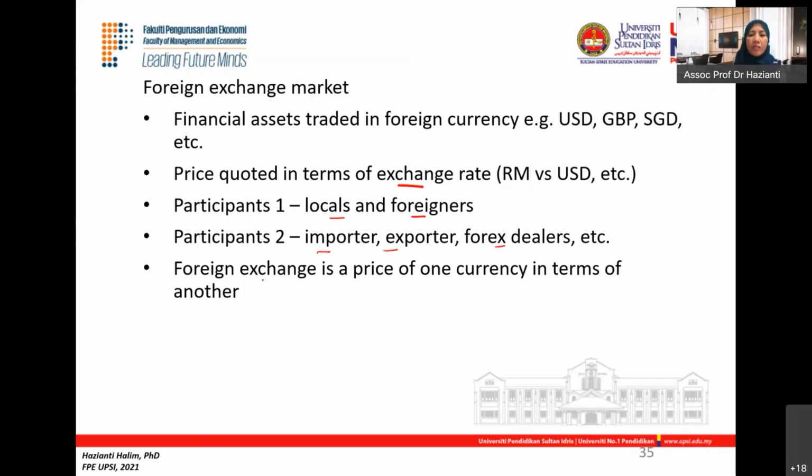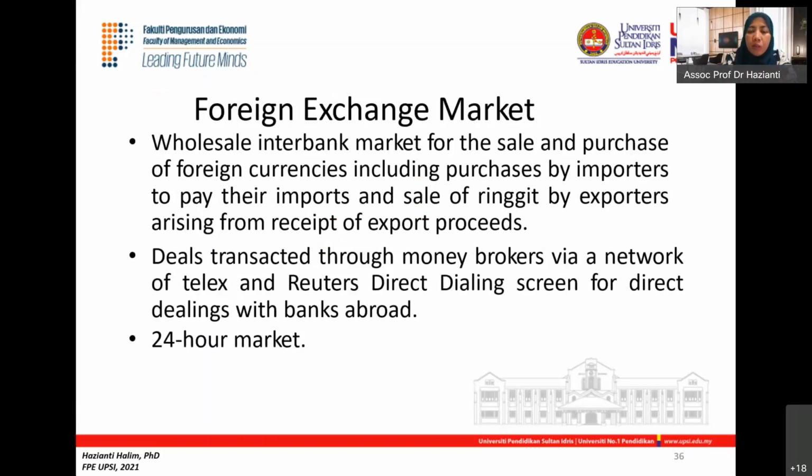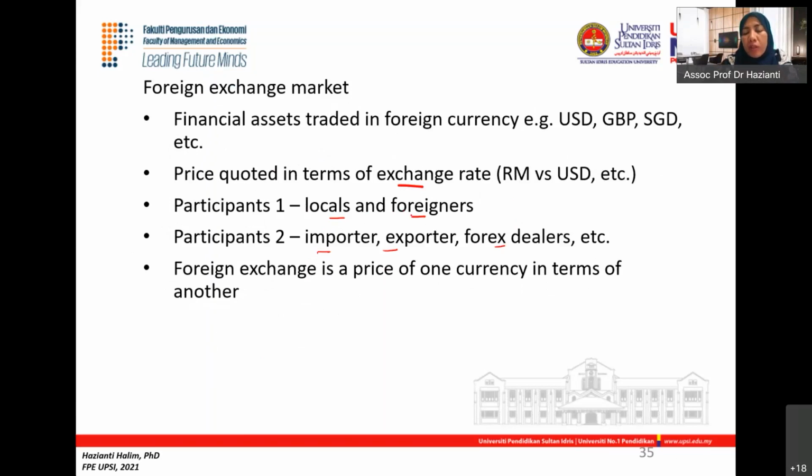Okay. So foreign exchange is a price of one currency in terms of another. Contohnya kalau kita tengok exchange rate sekarang, you can check 1 US dollar sama dengan berapa RM, ataupun 1 British pound sama dengan berapa RM. So biasanya kita quote, kita baca harga currency orang over currency kita. Kita tak baca harga currency kita over currency orang. Kita tak kata 1 ringgit Malaysia berapa USD, tak. 1 USD berapa ringgit Malaysia. Senang the conversion biasanya macam tu. So again, sekarang kita dah tahu the participants are actually locals, foreigners, importer and also exporter, and also forex dealer.